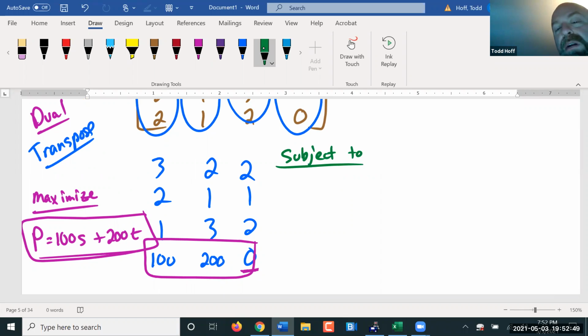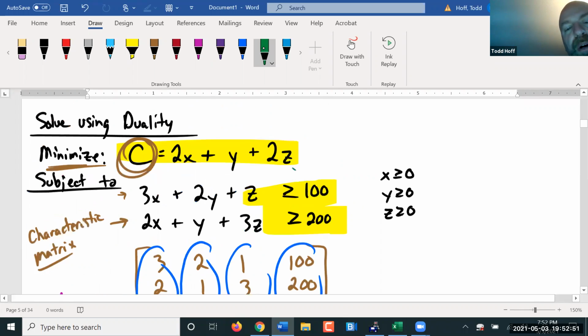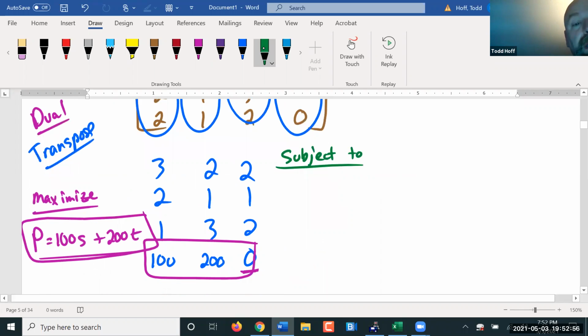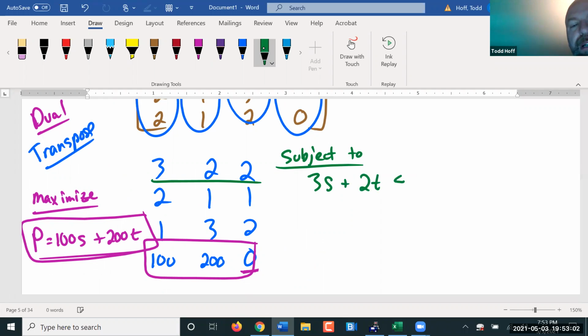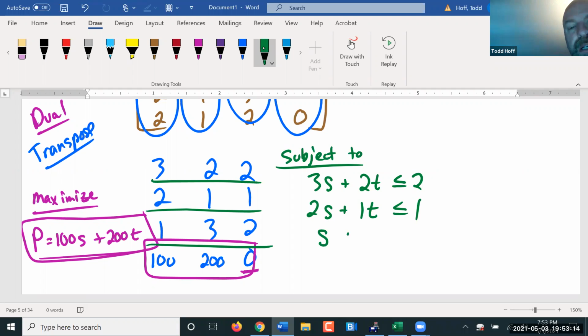All the constraints now are going to be less than or equal to. Up here, they're all greater than or equal to. In the dual, they will all be less than or equal to. So this one is going to be 3s plus 2t is less than or equal to 2. This one will be 2s plus 1t, or just t, is less than or equal to 1. And this one here, 1s, or just s, plus 3t is less than or equal to 2. So those are my constraints.